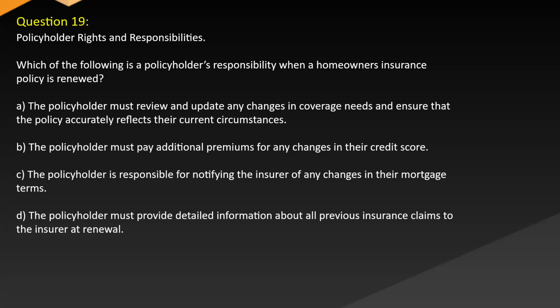Question 19. Policyholder rights and responsibilities. Which of the following is a policyholder's responsibility when a homeowner's insurance policy is renewed? A. The policyholder must review and update any changes in coverage needs and ensure that the policy accurately reflects their current circumstances. B. The policyholder must pay additional premiums for any changes in their credit score. C. The policyholder is responsible for notifying the insurer of any changes in their mortgage terms. D. The policyholder must provide detailed information about all previous insurance claims to the insurer at renewal.